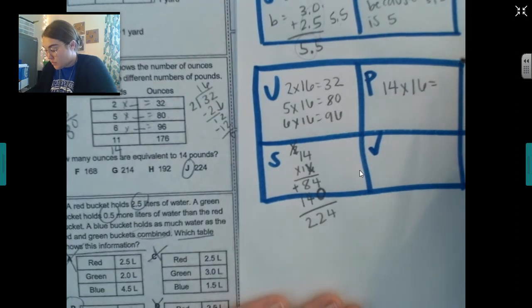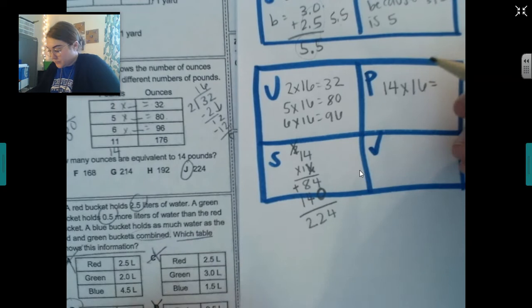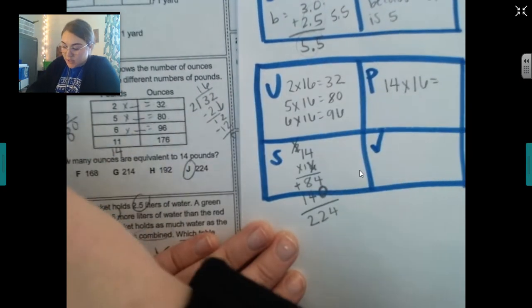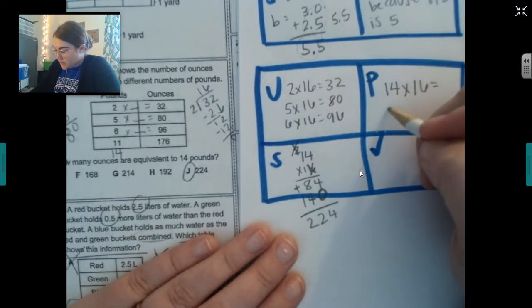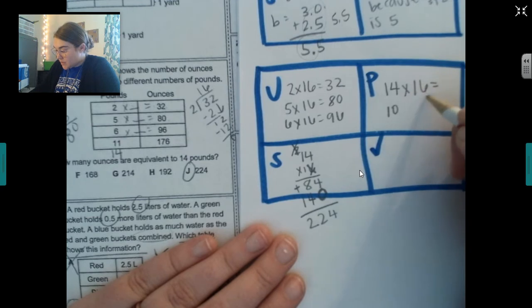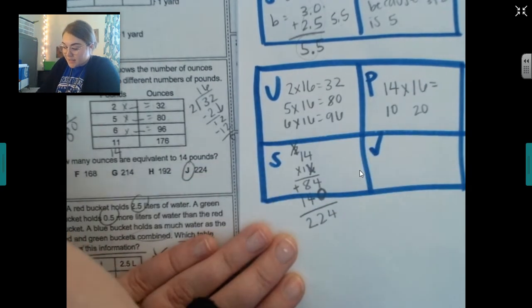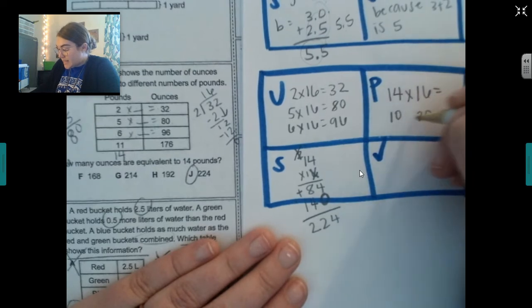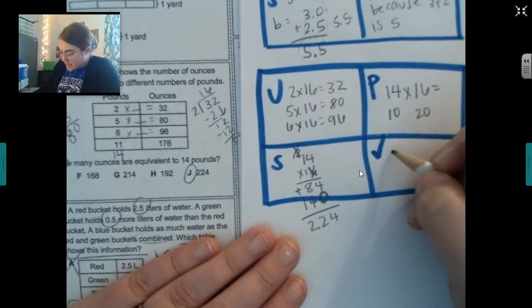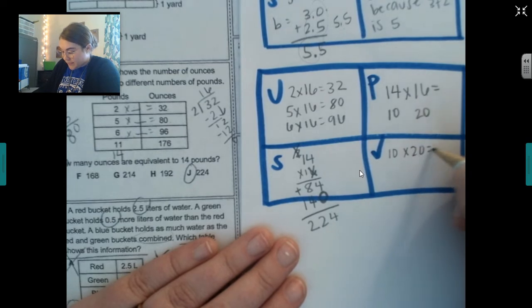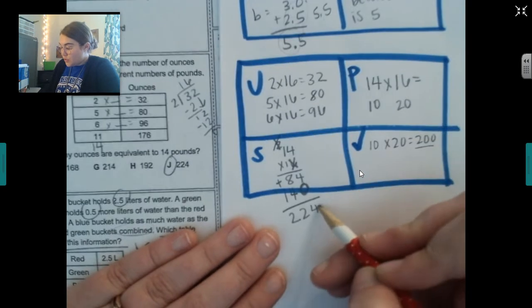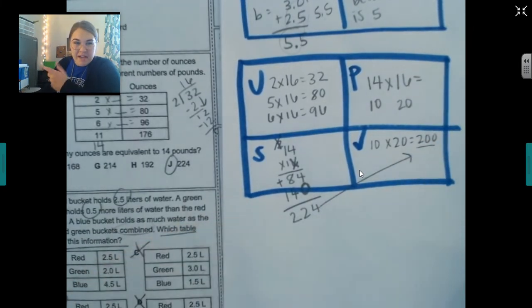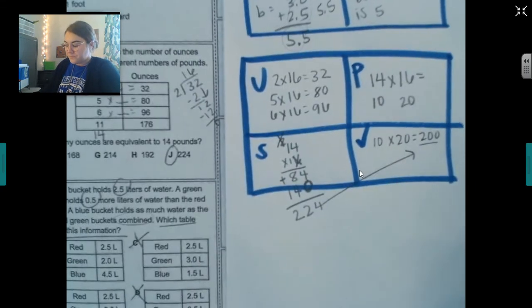So in order to check this, we are going to explain why it is reasonable. So I know that these are pretty close. This one, if I round down, I get 10. And if I round this one, I get 20. So we can easily do 10 times 20, and 10 times 20 is 200. So if I estimate 10 times 20 is about 200, then 224 is reasonable. It makes sense. It's pretty close. All right.